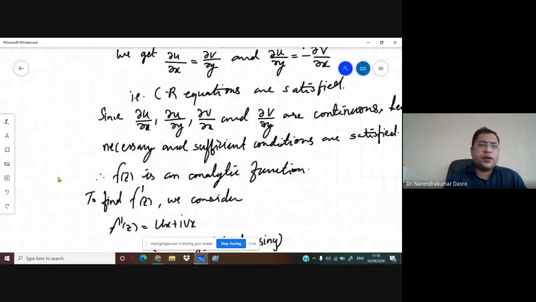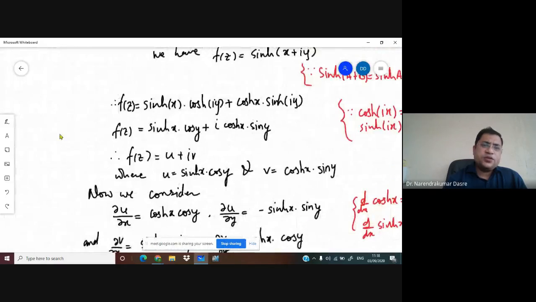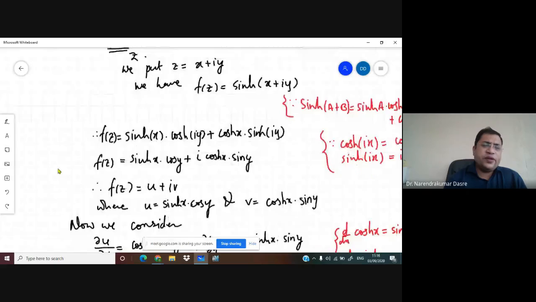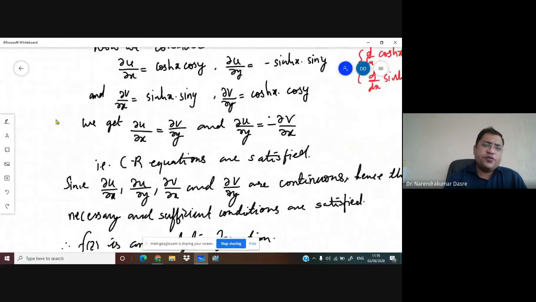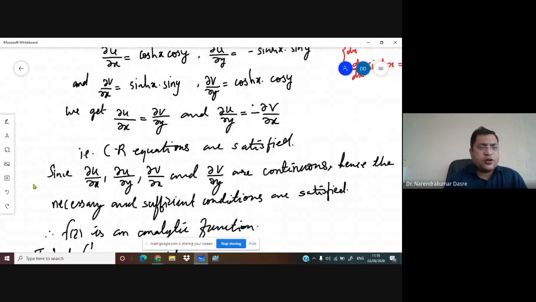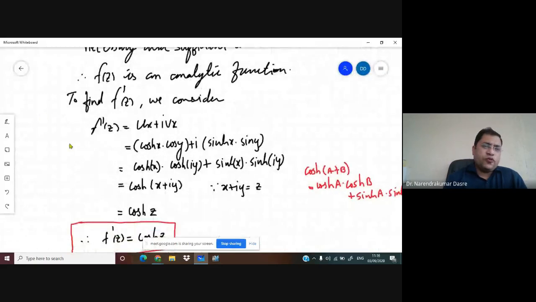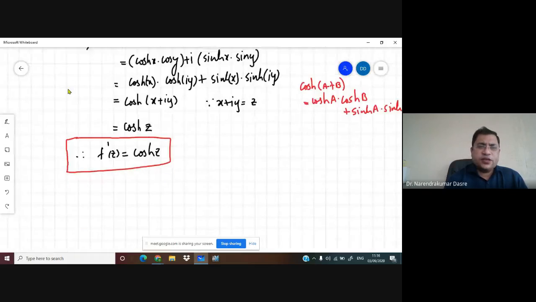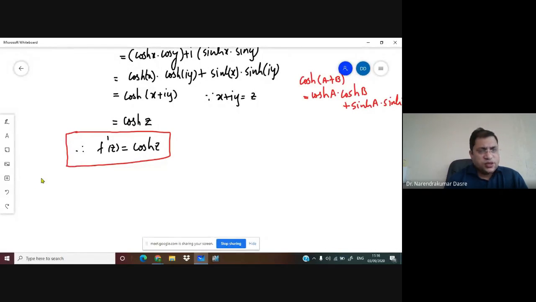So this way we have completed the 3 steps. First step is to find out u and v. Second step is to verify whether the necessary and sufficient conditions are satisfied or not. And the third step is to find f dash of z using CR equations. So here we have used CR equations.